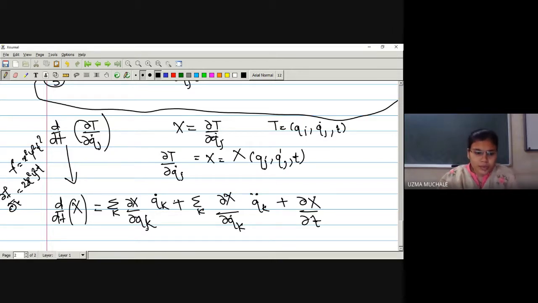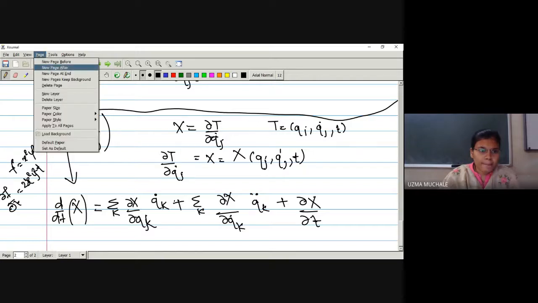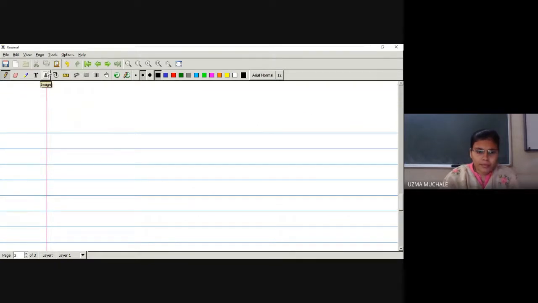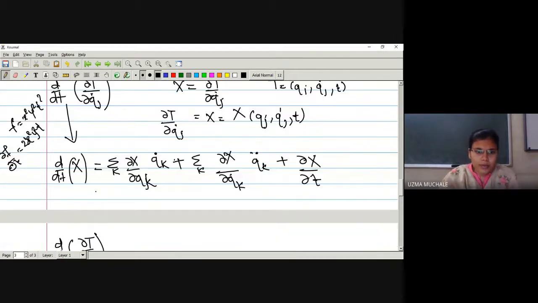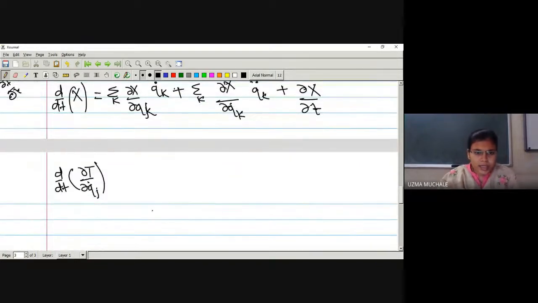Now let us substitute simply the value of x. What is the value of x? Dou T by dou qj dot. So after putting the value, let me write down the next term: d by dt of dou T by dou qj dot. Okay, this is the value of x. So let us substitute the value of x here.